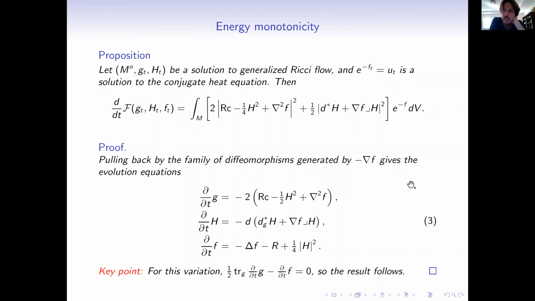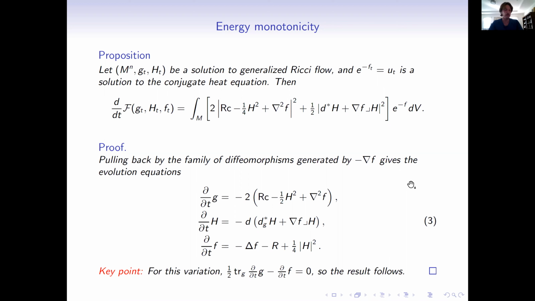So steady Ricci solitons will be, well, in the compact case it's already Einstein, but they will be fixed points for this. Is that what you're asking? Yeah. Or is there any similar entropy in the shrinking case? I mean, is there an analog here?